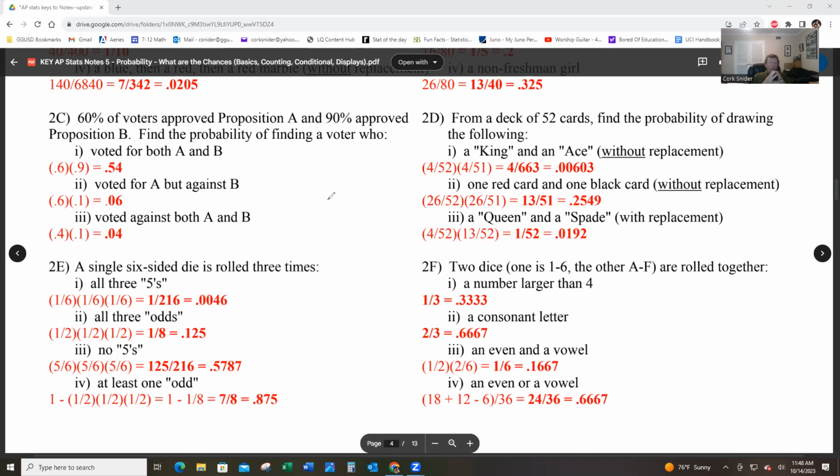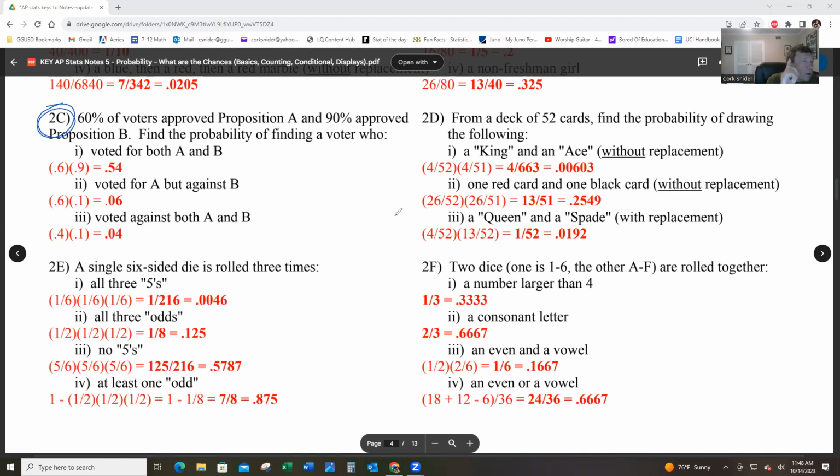Find the probability of voters who, now I'm making an assumption here, which is not written. Assume that in question 2C, Prop A and Prop B, when people vote for it, it's independent. We're going to assume that. That may be a bad assumption because people often vote against spending more money or for it as a block. But let's just pretend that they're independent.